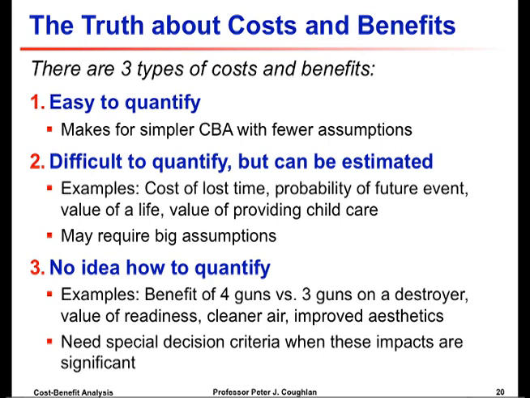So certainly there are some benefits or costs that can be very difficult. You really have no idea how to quantify, right? And particularly when you get into those cases, you're really going to need special decision criteria, right? When they're significant. When they're not very significant, it's not a big deal. But if there's a significant number of benefits or costs that you have no idea how to quantify, right, then you've got to be very creative in your decision criteria.